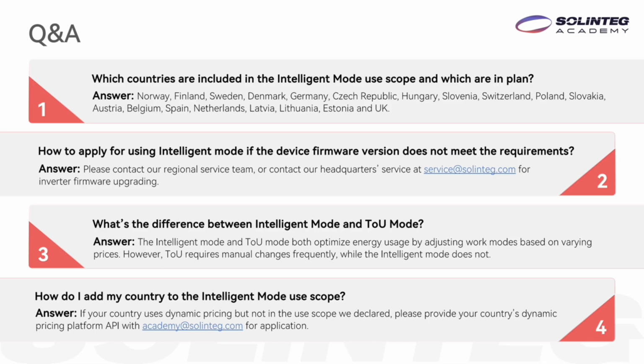And here is the question of what to do if some customers want to add their country to the intelligent mode. The solution is very simple. First, provide the dynamic pricing platform you're using right now, and it's also better to provide the access to the API this pricing platform is using right now to our Solinteg Academy. And after that, if all the information is correct, the total process will take 2 months.